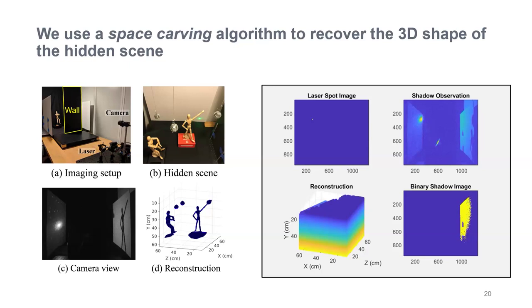A single shadow doesn't have enough information in it to extract the full 3D shape of the hidden scene. So we then move the laser spot, observe another set of shadows, carve away more points, move the laser spot again, observe yet more shadows, carve away yet more points, and so on, until eventually the uncarved points that remain closely resemble the 3D shape of the hidden scene.